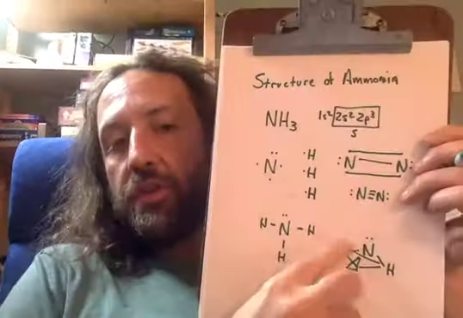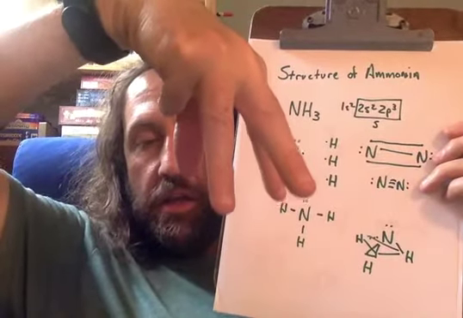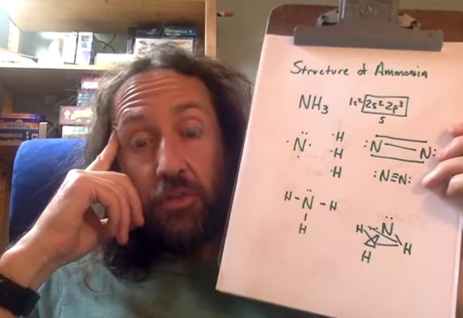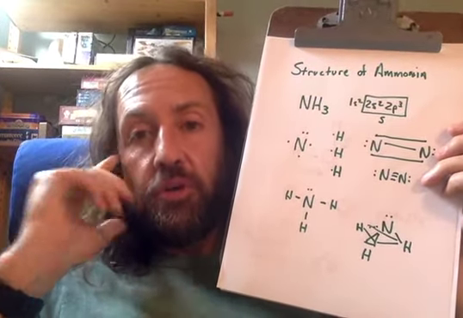I can kind of put that in there for you if you want. Like there, like that kind of. So it's kind of like that. And that's why trigonal pyramidal is the shape. But we'll get into that later.